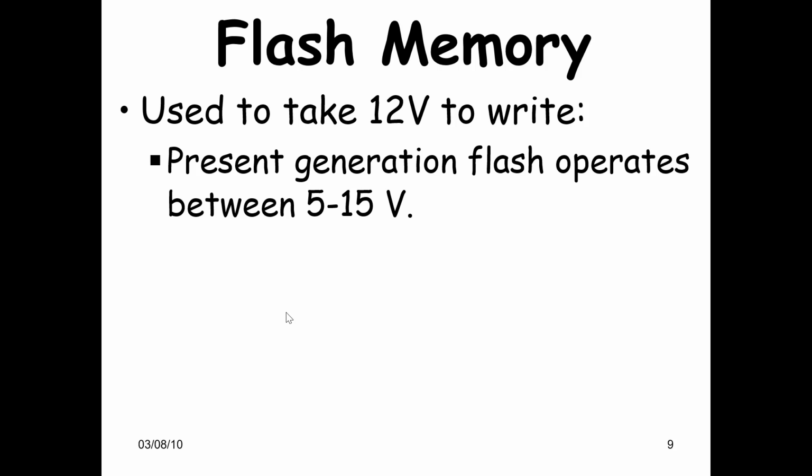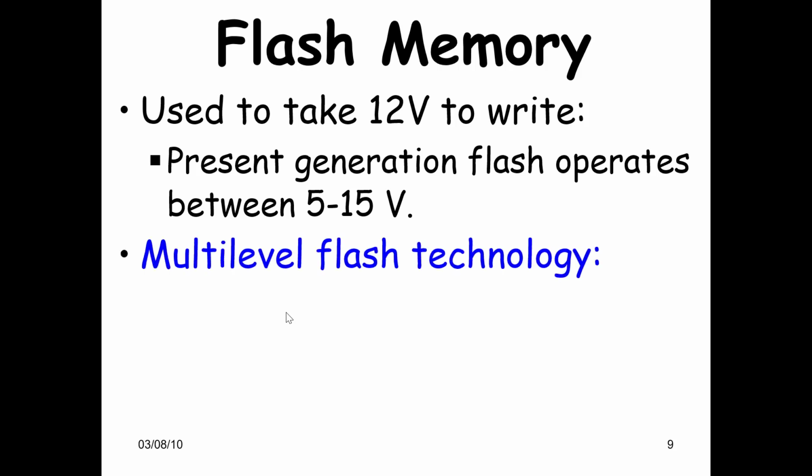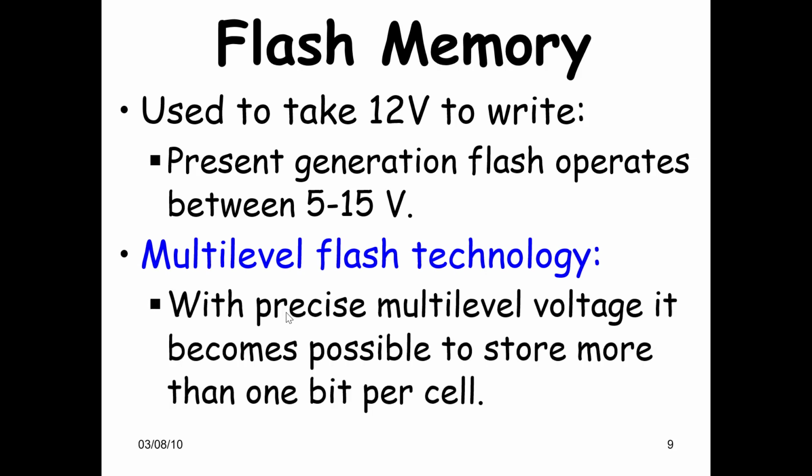Again, for writes, we need to generate high voltages, typically between 5 to 15 volts, to either suck up electrons or push them back. And nowadays, of course, we have multi-level flash technology where instead of storing a boolean value, it can store a 2-bit value, which means that we can store different numbers of electrons in the floating gate depending upon the voltage that is applied.